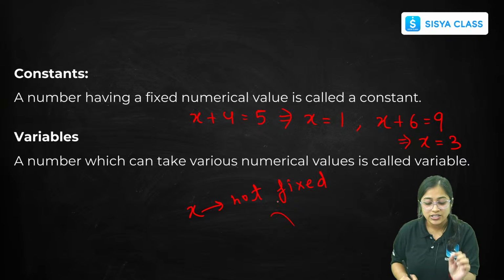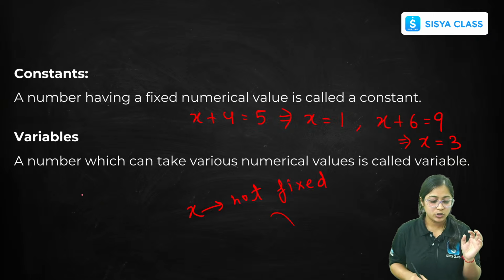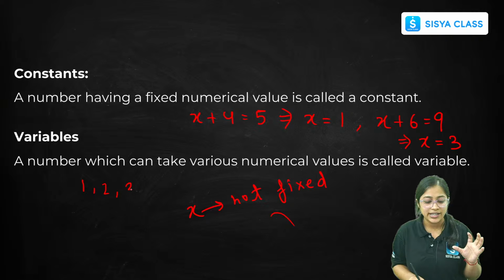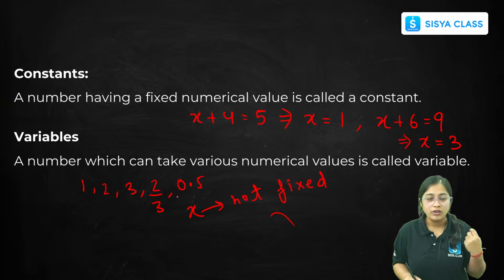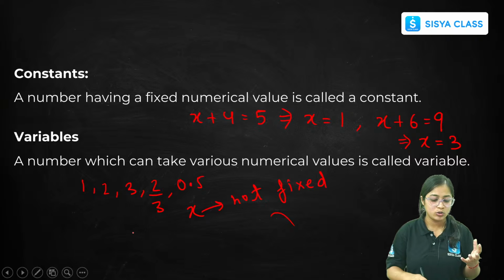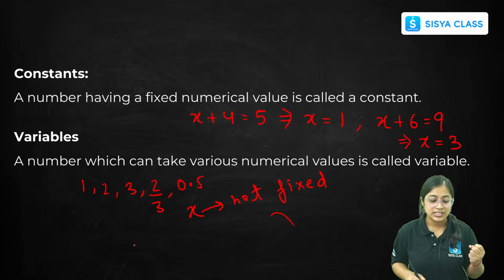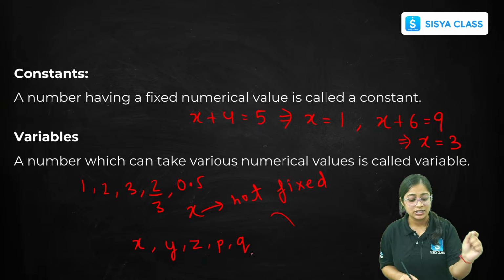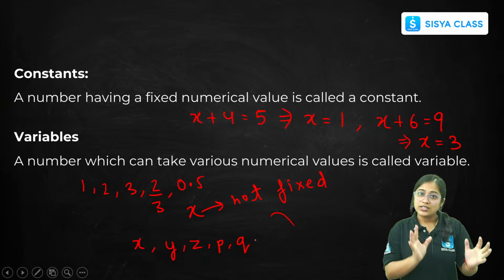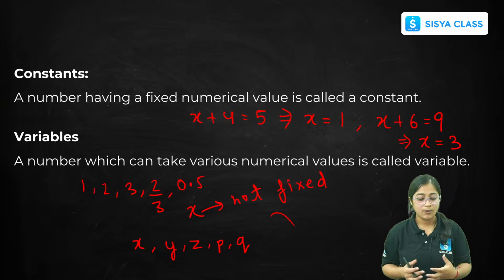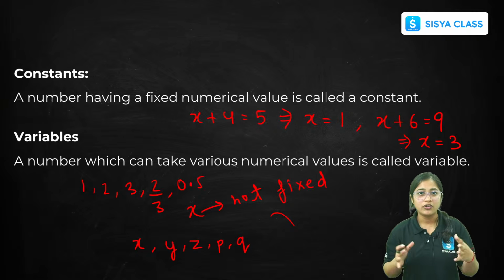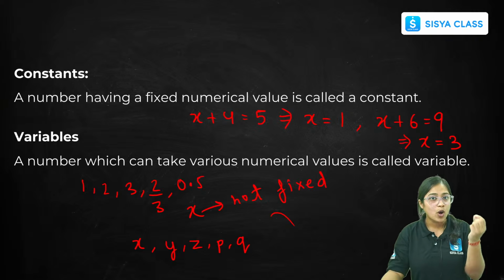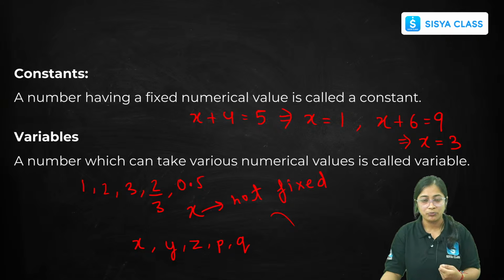Now what is a constant? Something whose value is always fixed. Any real numbers like 1, 2, 3, any natural numbers, any fractions, and decimals, all of these are constants. And variables are generally denoted with small alphabets, that is x, y, z, p and q. So a constant is one whose value is always fixed, and a variable is one whose value is not fixed. It depends on the equation what the value of the variable can be.